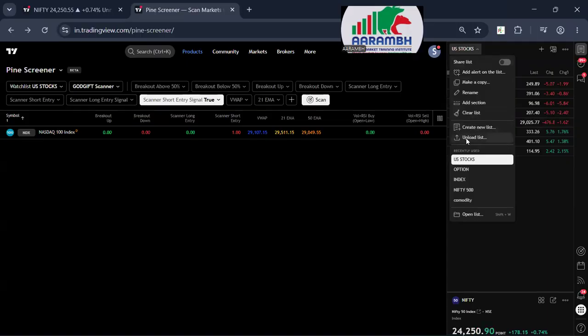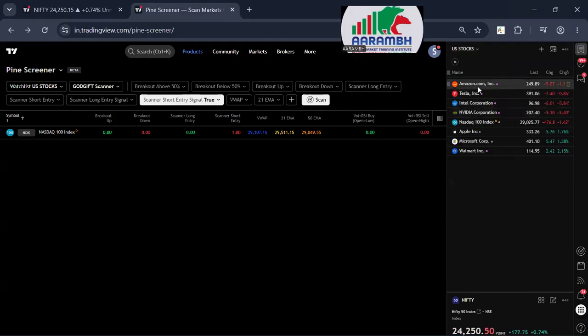Now I have created a new list, which is US stocks. I have named it, then added a few stocks like Amazon, Tesla, Intel, Nvidia, Nasdaq 100 index also, Apple, Microsoft, Walmart. Like this, you can add 50, 60 stocks if you have the paid version of TradingView. It will not work in the free version.